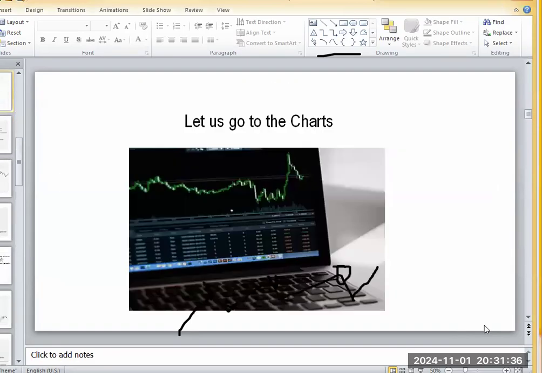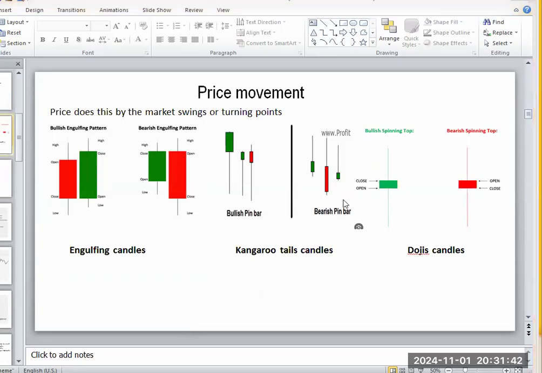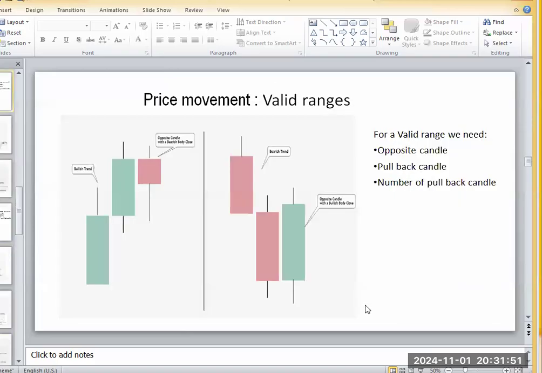So you look out for those candles. Yes, these ones. You look out for bullish engulfing candles, kangaroo tails, and dojis. And when you combine that with your valid ranges, you're able to look at any market and decide what this market is going to do in the next 1 hour, if you're on the 1 hour chart, or in the next 15 minutes, if you're on the 15 minutes chart.